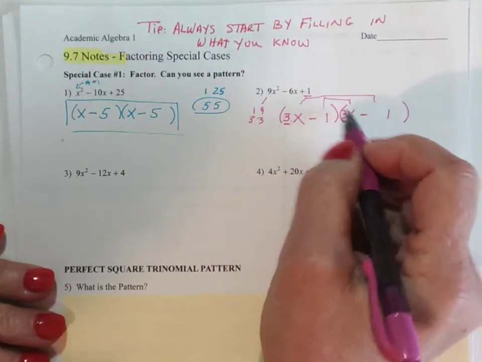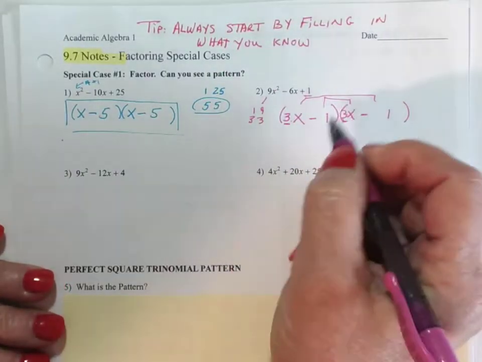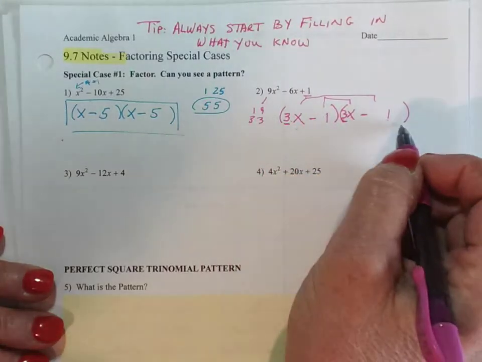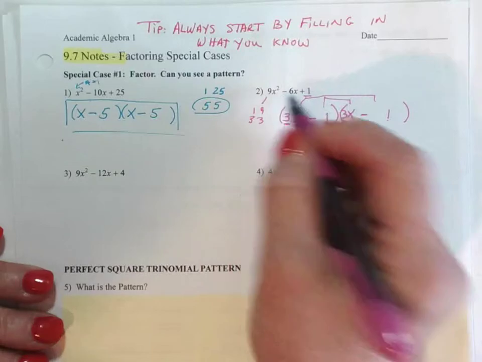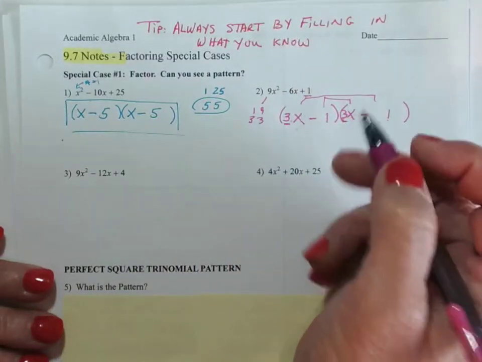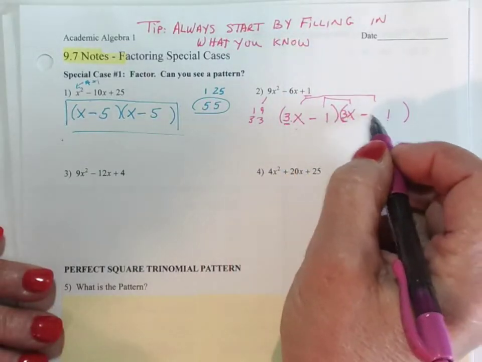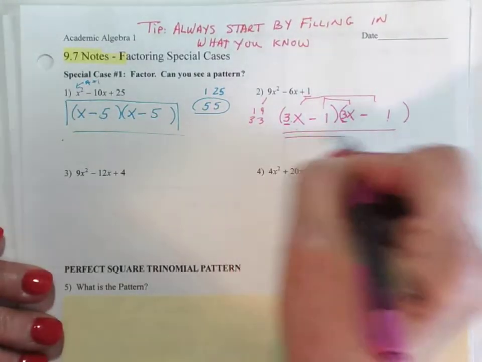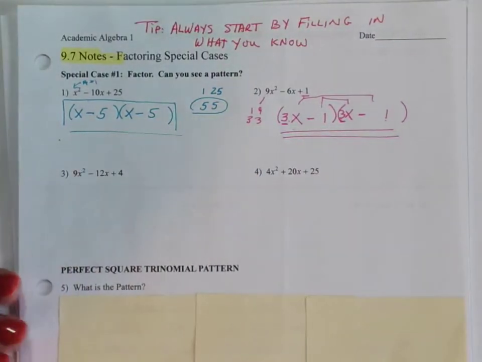3x times 3x, 9x squared. 3x times negative 1, put that in memory bank, negative 3x, and negative 3x, negative 6x. Negative 1 and negative 1 is positive 1. So there is the answer.